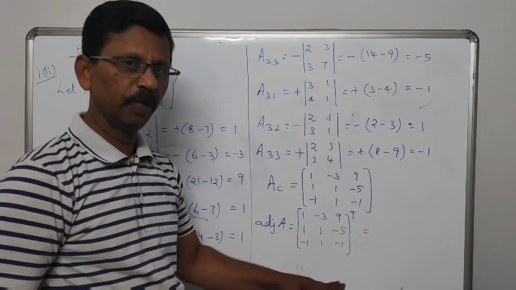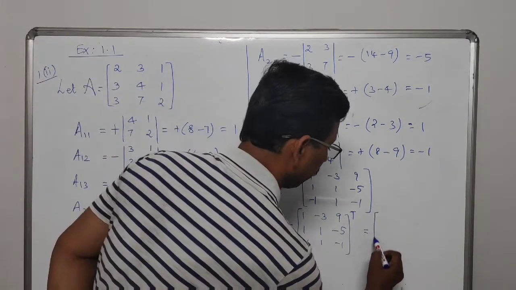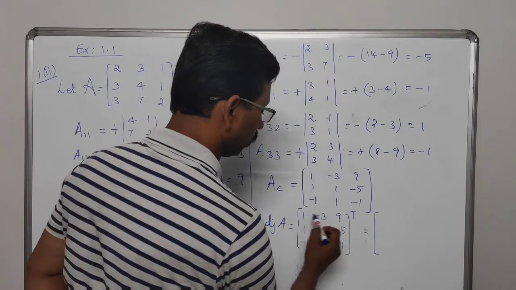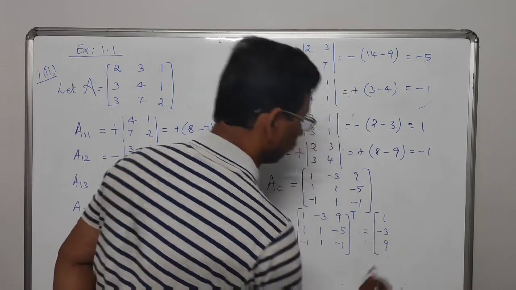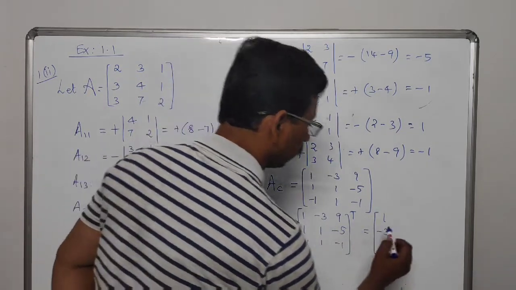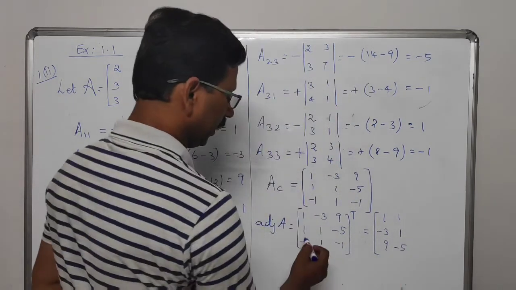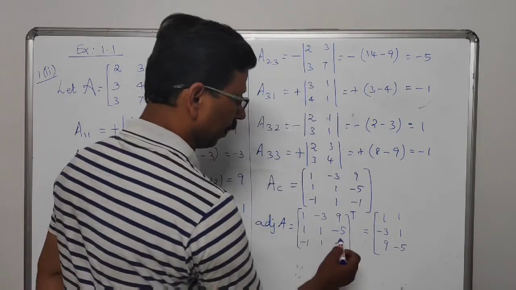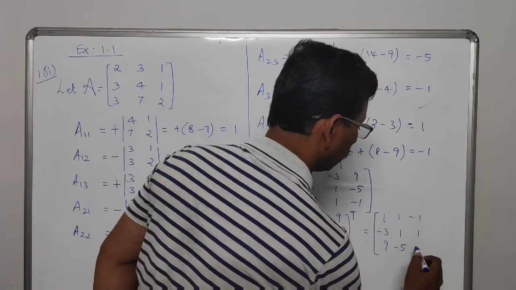Now transpose means, as you know very well, we have to interchange rows and columns. Therefore here we can write the first row as the first column. First row 1 minus 3 9, you can write 1 minus 3 9. Then second row 1 1 minus 5, you can write as the second column 1 1 minus 5. Now the third row we can write as the third column, minus 1 1 minus 1.